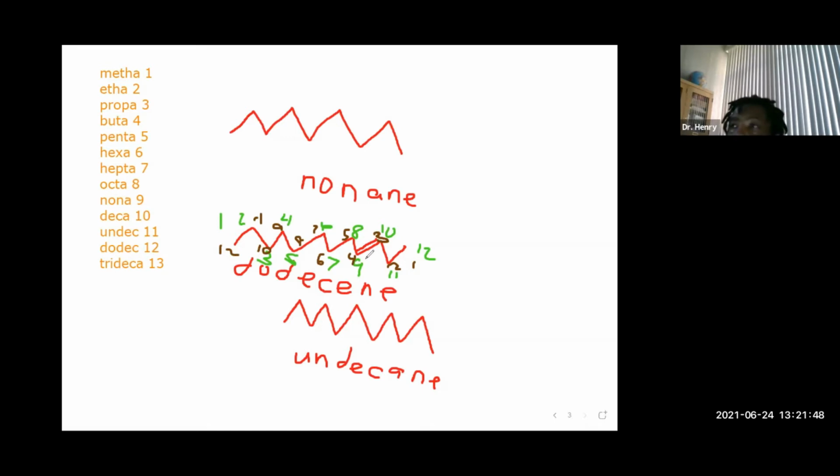Okay. Now, when it's a double bond, you want to start it at the carbon that it starts at. This is the first carbon. This is the second carbon. This is the third carbon. Okay. So then I would name this guy 3-dodecene.